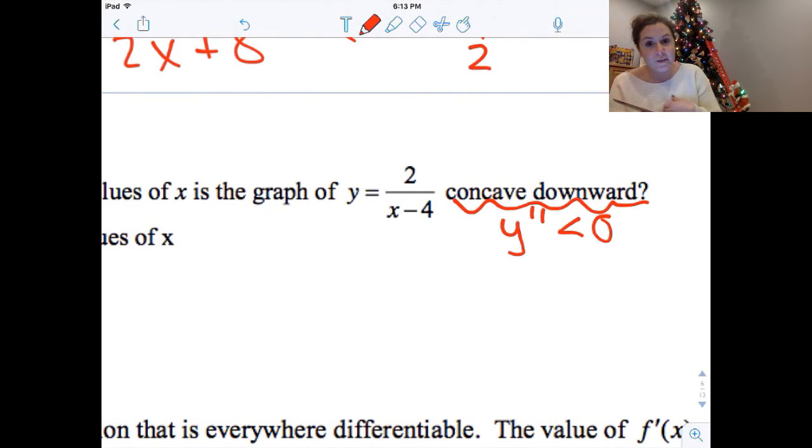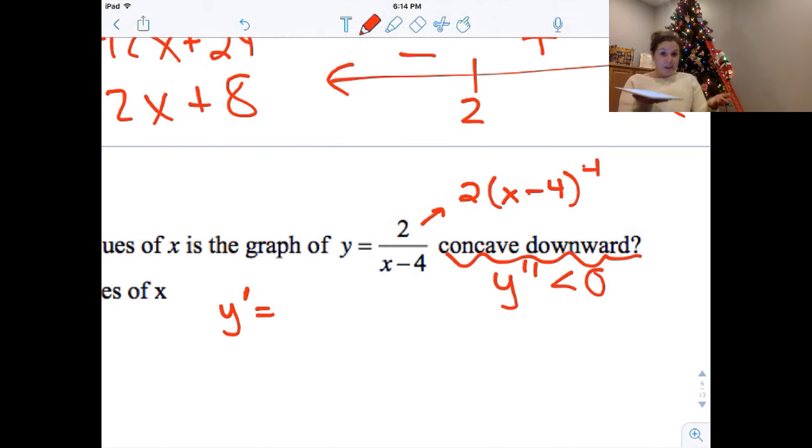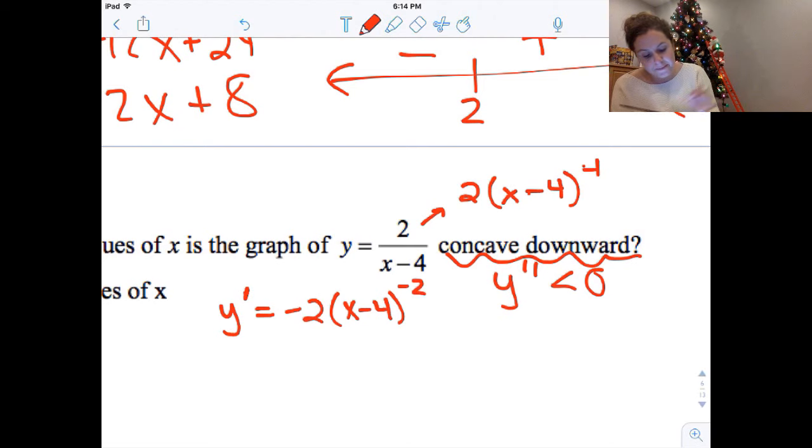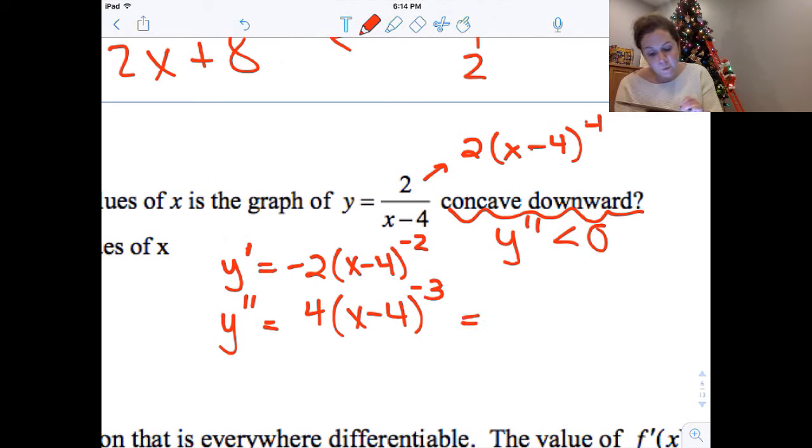So y prime is going to be, now I'm going to actually rewrite this as 2x minus 4 to the negative first. I think it's easier to do with power rule. You can do this with quotient rule if you'd like. But that's going to be negative 2 times (x minus 4) to the negative second, and times 1, derivative of the inside is 1. So y double prime is going to be 4 times (x minus 4) to the negative third. So this is 4 over (x minus 4) cubed.